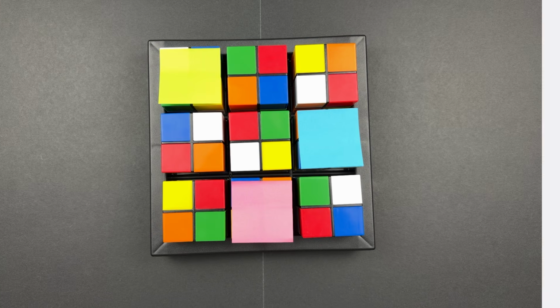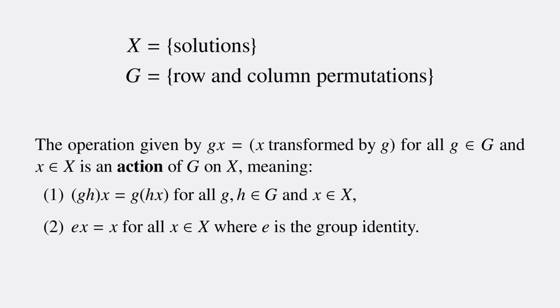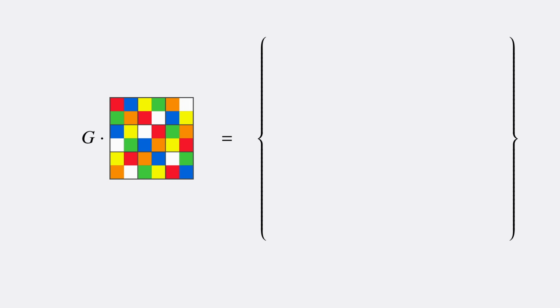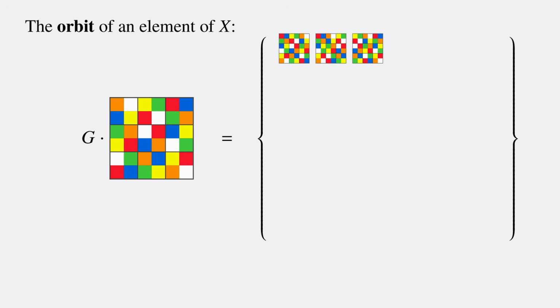There's a way to describe this in the language of group theory. Let's call the set of all solutions X. There is a group whose elements are transformations of this grid, given by permutations of the rows and columns of cubes. I'll call this group G, and it has 36 elements. G has an action on X given by applying a transformation to a solution. This splits X into subsets called orbits. An orbit is obtained by taking some element of X and applying every single element of G to it.